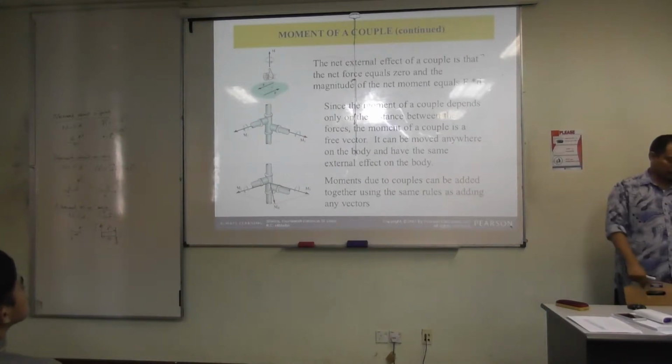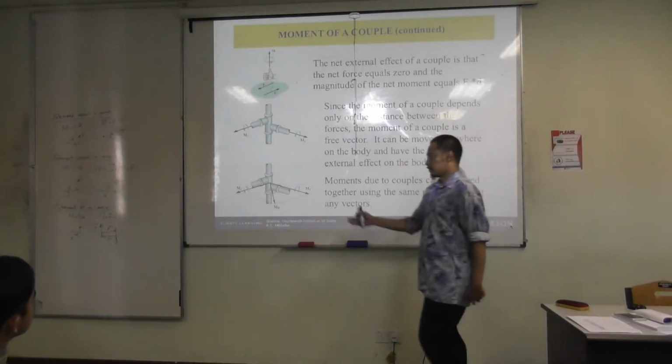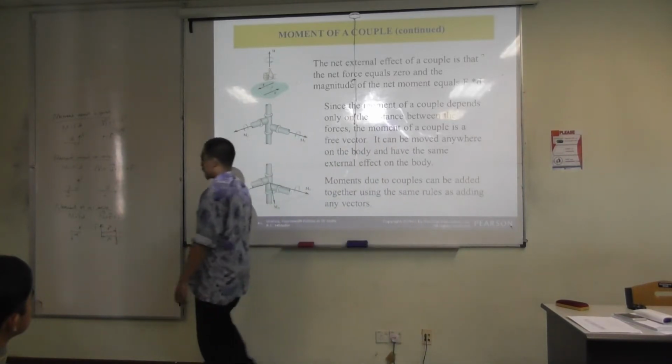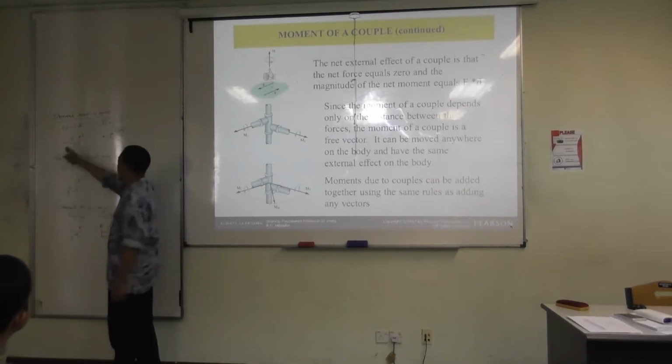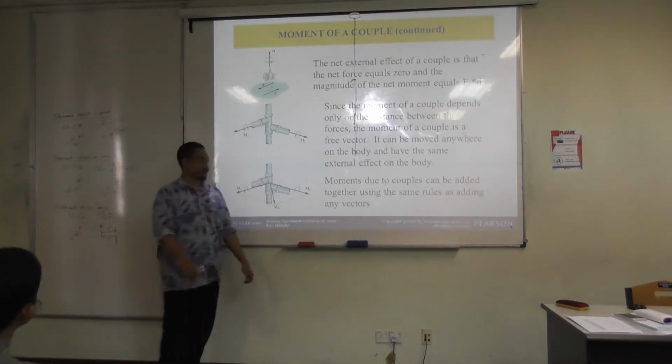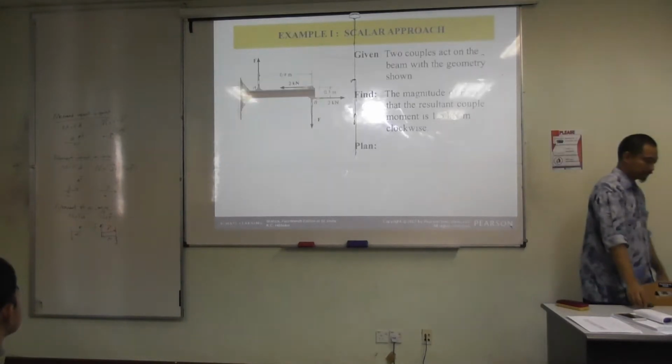Right, so moment due to couple can be added together using this symbol. So of course if you have multiple couples, the summation of moment is just the summation of all the moments, just like what we calculated before, right? So that's just normal understanding.